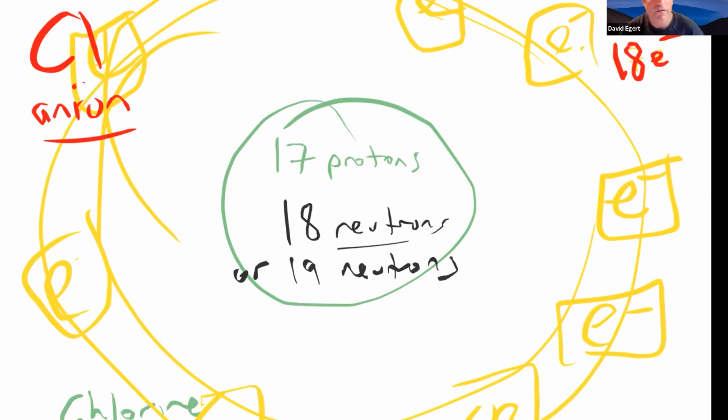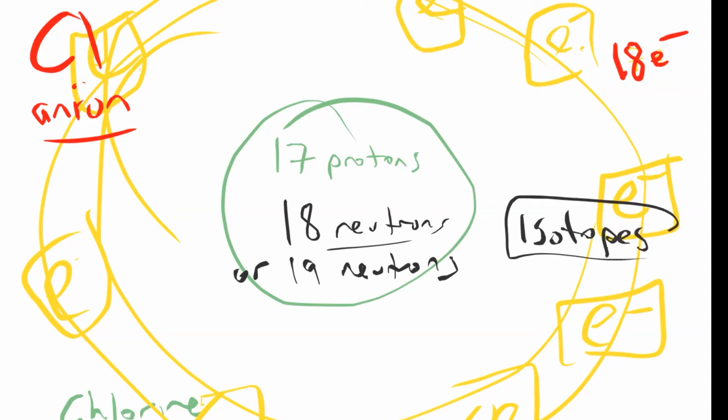What do we call it if I have a chlorine with 18 neutrons versus a chlorine with 19 neutrons? What do I call those different versions of chlorine? Isotopes. Those are isotopes. In general, we're not going to be that concerned with isotopes in our class.